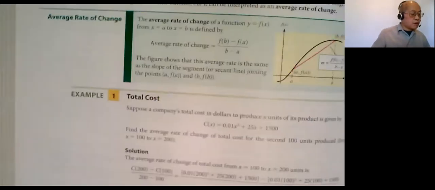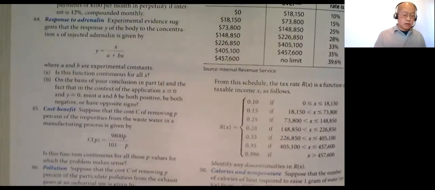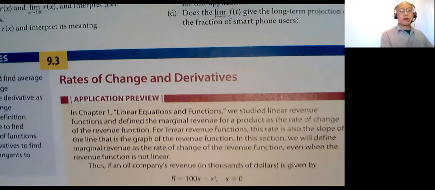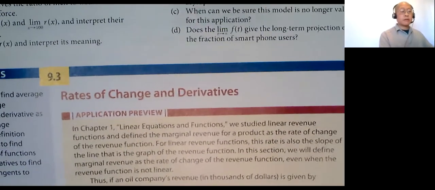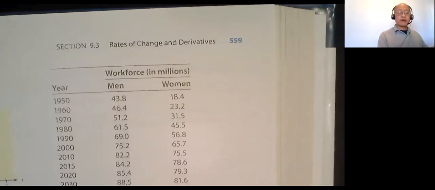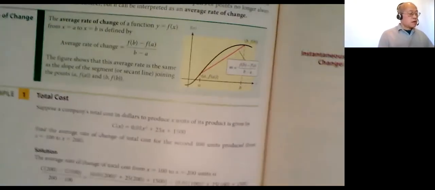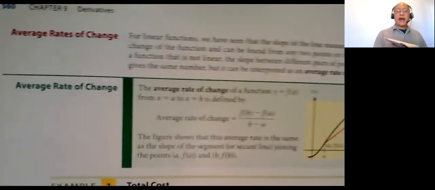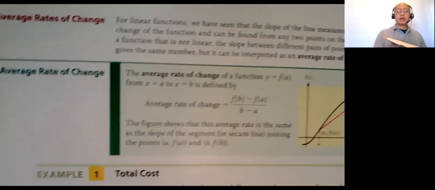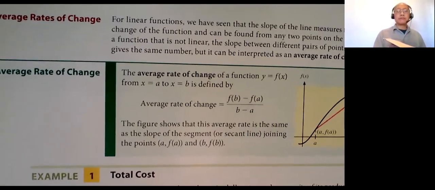Okay, so in my book, 9.3, rates of change and derivatives. There are two topics on page 559. The easier one is rates of change. On page 560, the formula for the average rate of change. If you want to put this on your formula sheet, the cheat sheet you made.